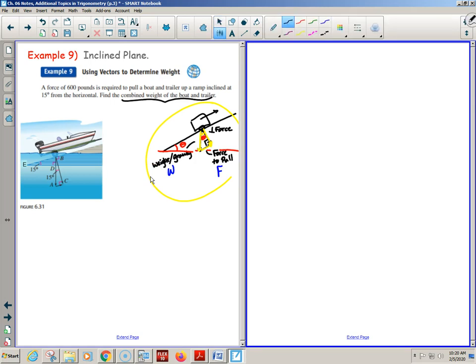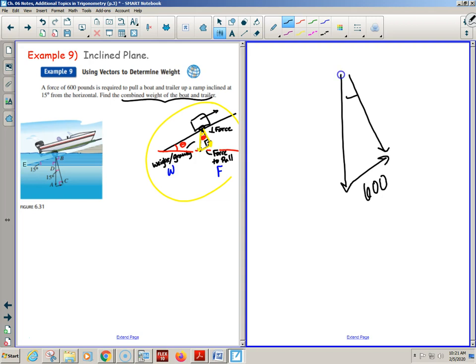It says a boat is on a ramp. Yeah, that's great. A force of 600 pounds is required to, well, who is it? Is it the gravity? Is it the pulling? Or is it the perpendicular? What's 600? Is it W? Is it F? Or is it the unknown guy they rarely ever use? Yeah, F. 600, the force required to pull, literally the word pull.